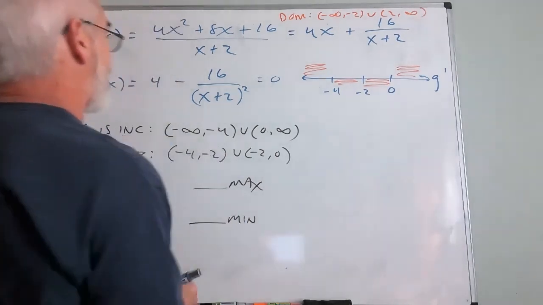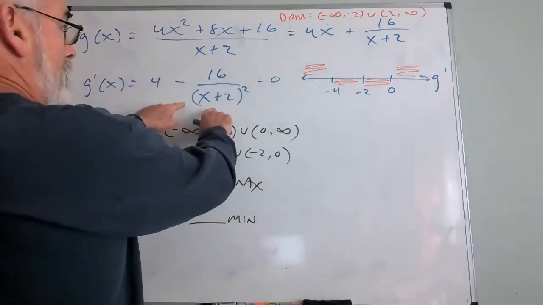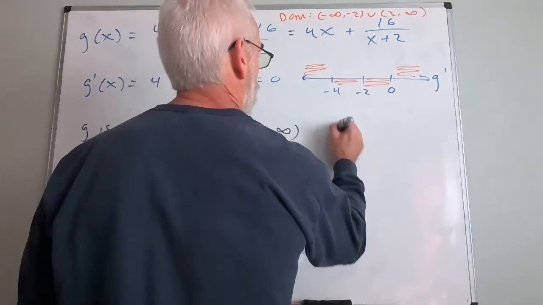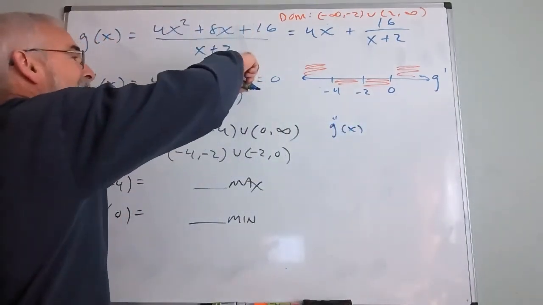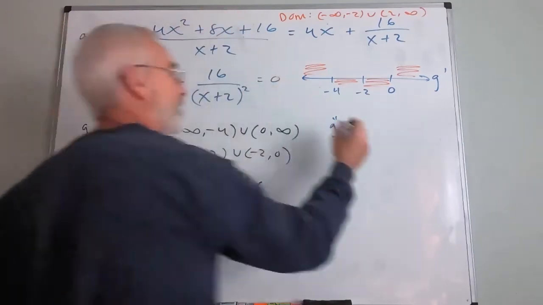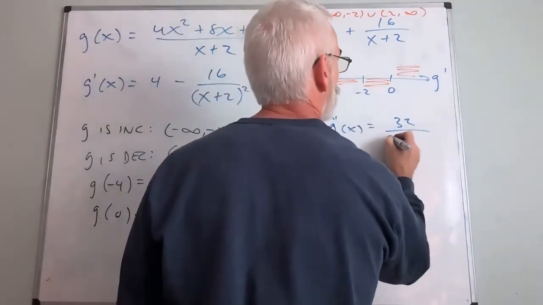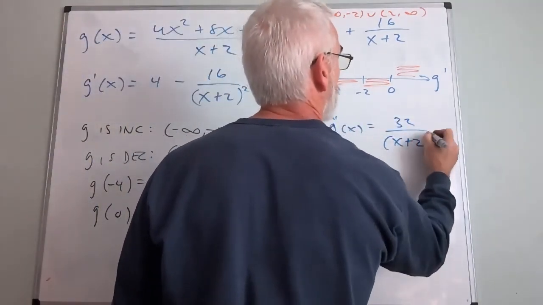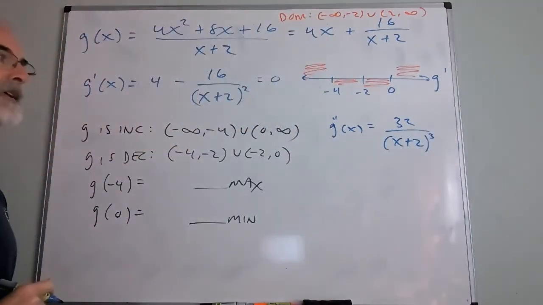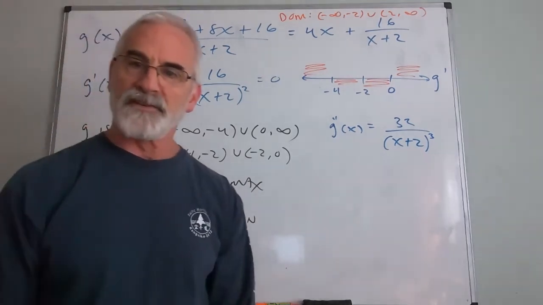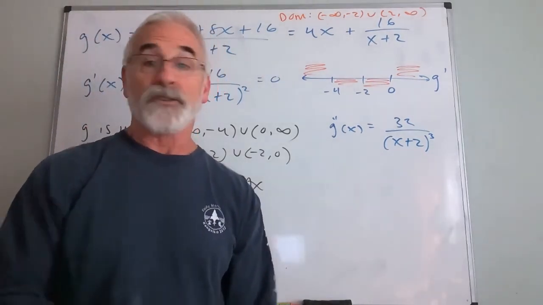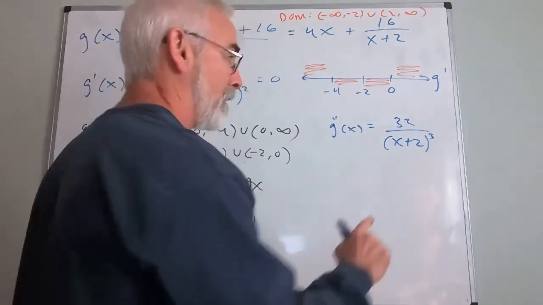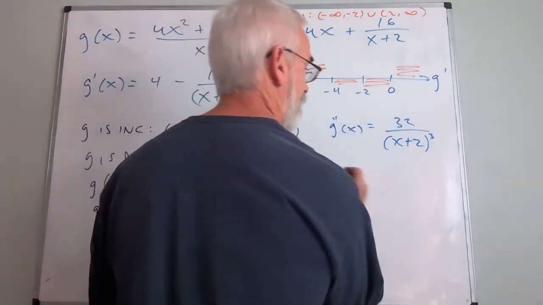All right. Now let's do the second derivative. Well, if I think of this as (x plus 2) to the negative 2, then the second derivative is going to be positive 32 over (x plus 2) to the third. Now, do you notice something? That will never be 0, will it? It's never going to be 0. So that means I'm done? No, because it's still going to be undefined there.